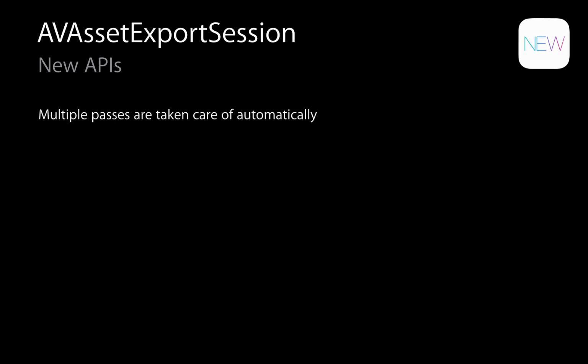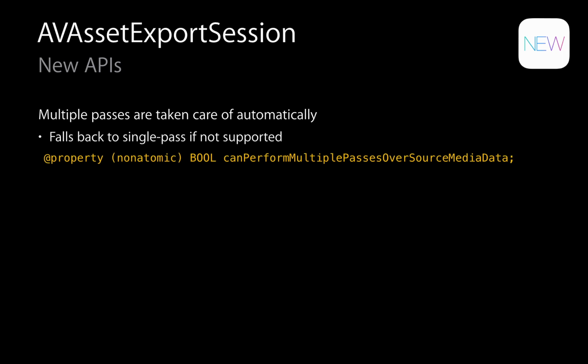In AV Asset Export Session, multiple passes are taken care of for you automatically. There's no work that you have to do to send the samples between passes. It also falls back to single pass if multipass isn't supported. So if you choose a preset that uses a codec where multipass isn't supported, don't worry, it will use single pass. And we have one new property: set this to yes, and you're automatically opted into multipass, and that's it. For a large majority of you, this is all you need.